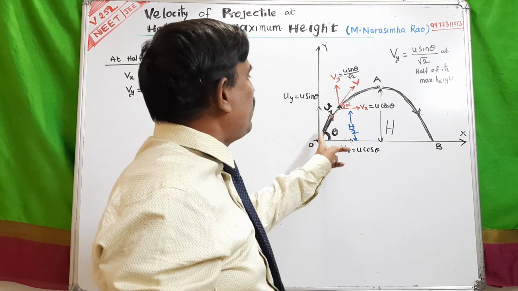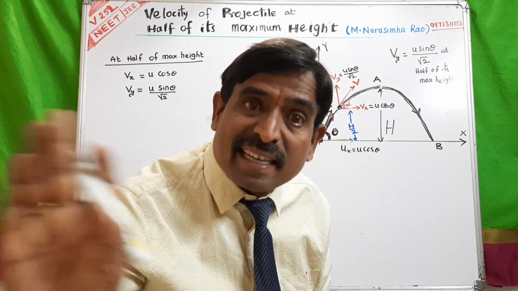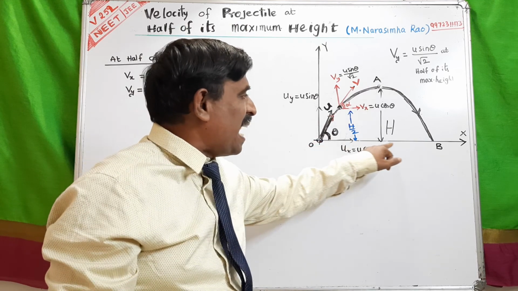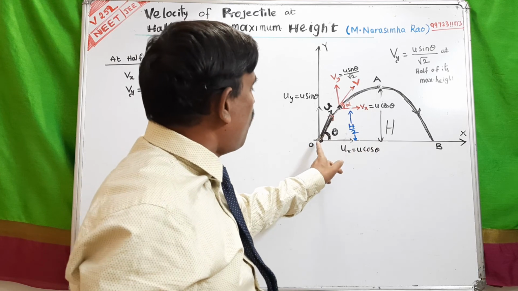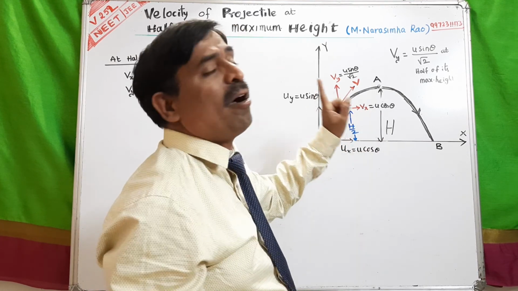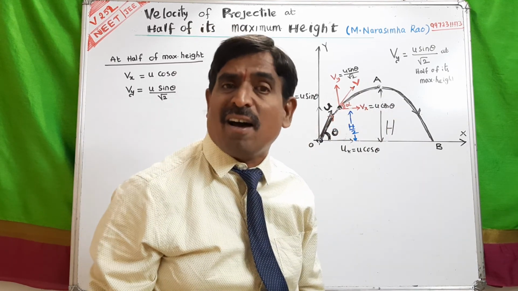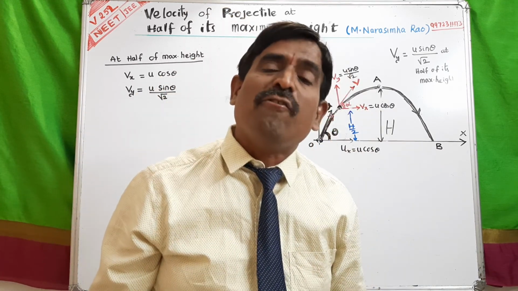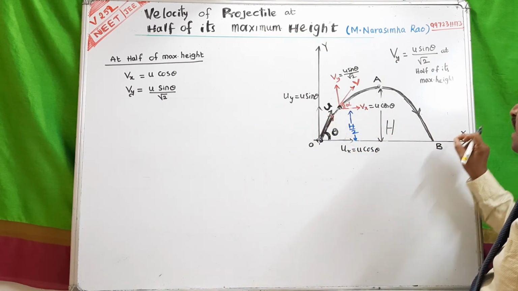As the body is moving up, there is no change in the horizontal component of velocity. Here, along x direction, horizontal component is u cos theta. After some time, this projectile reaches this point. At this point also, horizontal component of velocity is u cos theta. There is no change in the horizontal component of velocity. The reason is, body is moving along horizontal direction.